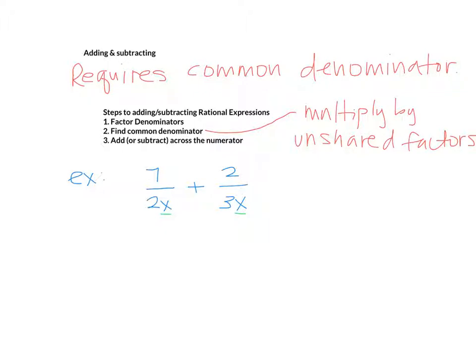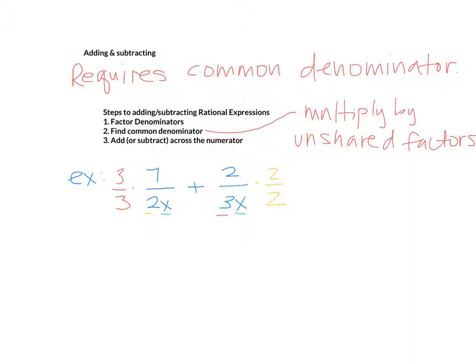So both the rational expressions have a factor of x. The first rational expression, however, doesn't have this factor of 3. So we'll need to multiply the other rational expression, top and bottom, by 3. So remember that 3 over 3 is just equal to 1, so we can multiply anything we want to by 1. And the 2 over 3x does not have a factor of 2, so we're going to multiply both top and bottom by 2.